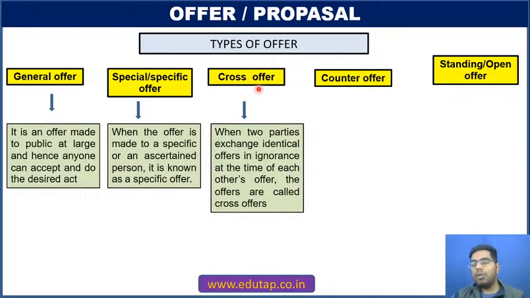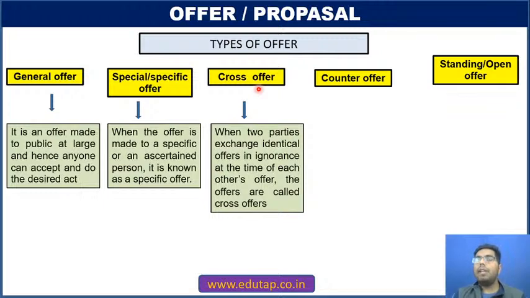If you will sell your house to me, I will be happy to buy it for rupees 10 lakh. So I have given you this offer, and I have written this letter to you because I could not call you. I posted this letter to you. You did not receive the letter yet, but you also wanted to sell your house to me. You have written to me that I want to sell my house for rupees 10 lakh. Would you like to buy it? So two parties who were ignorant of each other's offer made the same offer to each other. That will be known as cross offers.